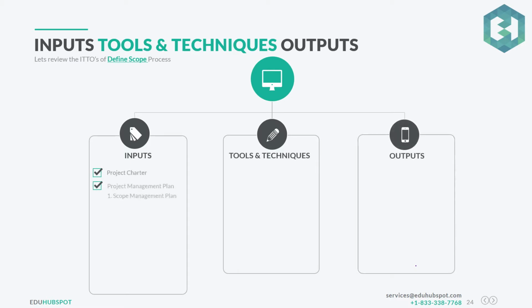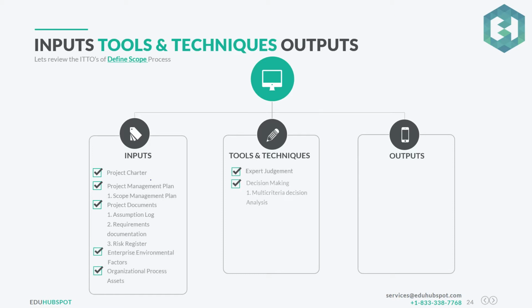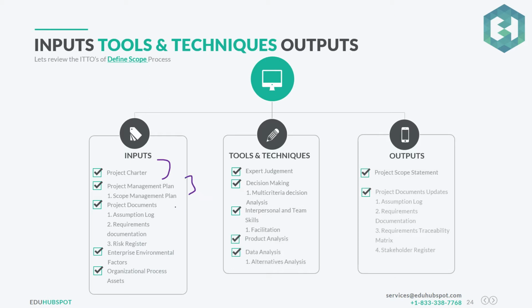Okay, so now let's see the ITTOs of this. On the input side, we have the project charter, the project management plan, some of the project documents, and the EEF and OPA. On the tools side, we have expert judgment, decision making, interpersonal and team skills, product analysis, and data analysis. As output, we will have two main ones: the project scope statement and the document updates. Now let's review each of these inputs, tools and techniques, and of course the outputs, in much more detail.